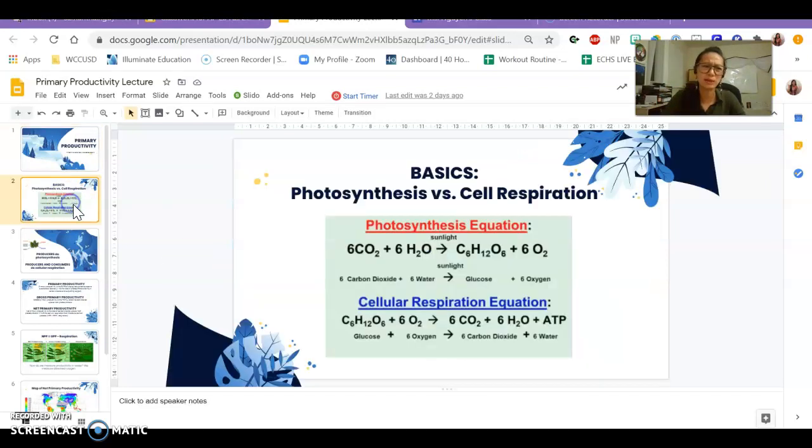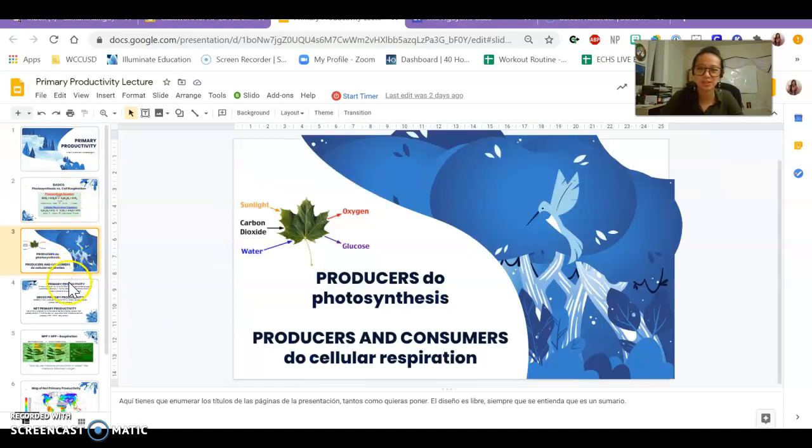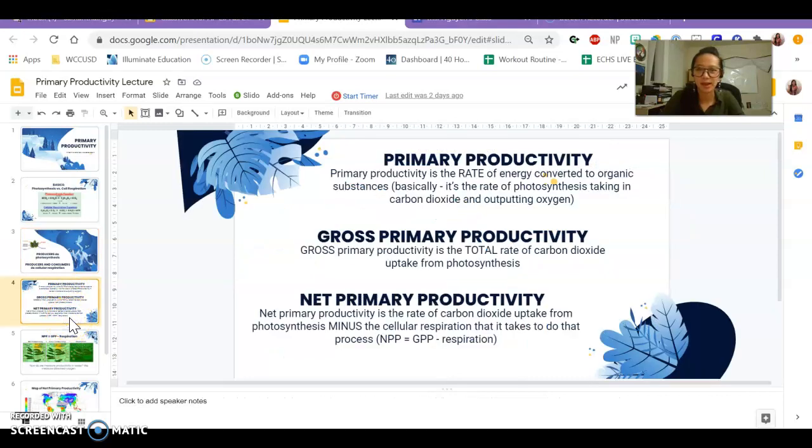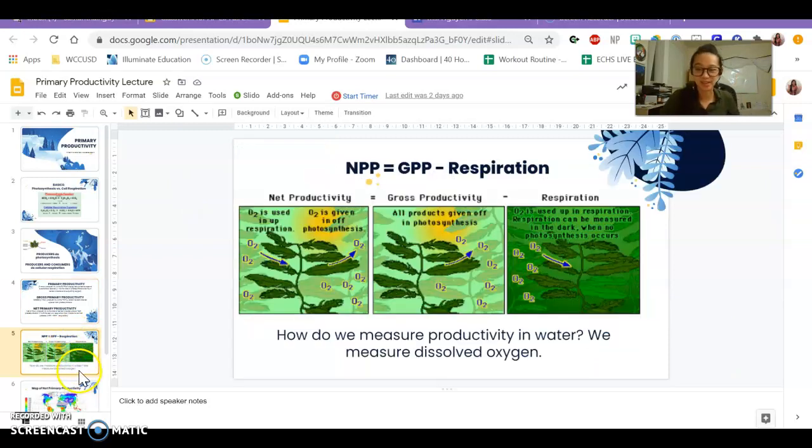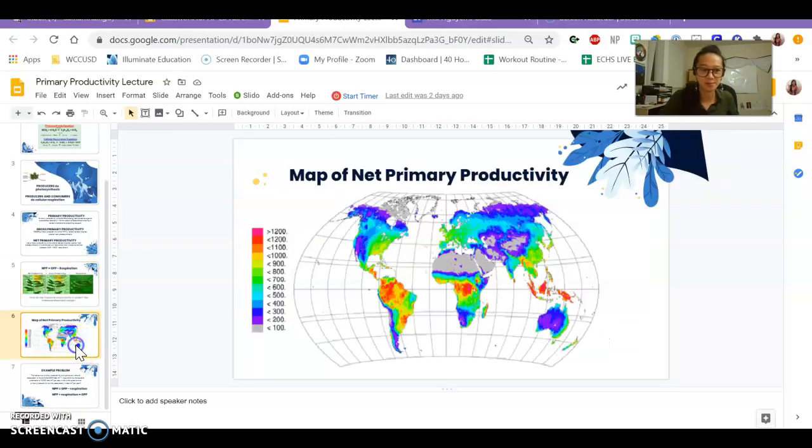So I talked about primary productivity, what it is, how it relates to photosynthesis and cell respiration, and then we have the difference between gross primary productivity and net primary productivity. We talked about how we calculate that, how we do a little bit of math.